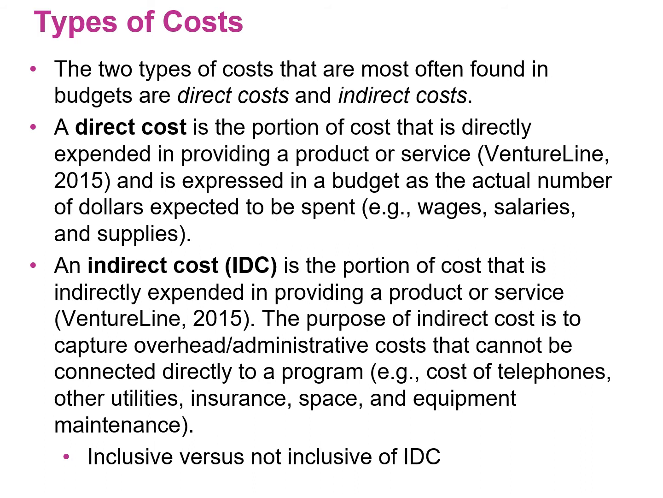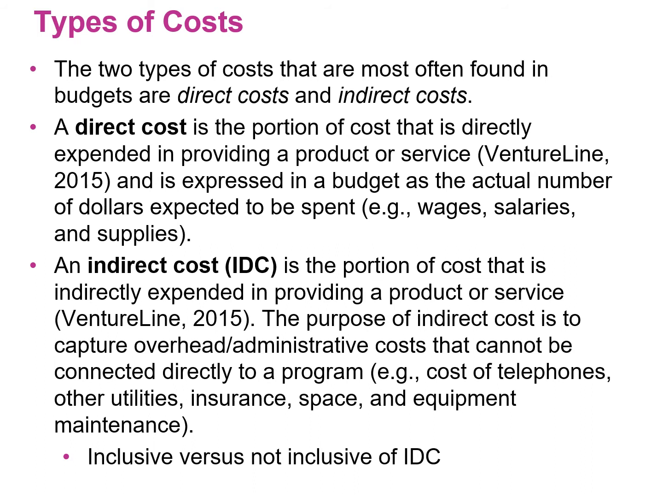So again, if it includes IDC, you have to work that into the larger budget. If I found $150,000 for a grant, but it includes IDC, I have to back calculate and say, okay, what is the cost of my program? And then 50% of that, and that has to add up to $150,000.